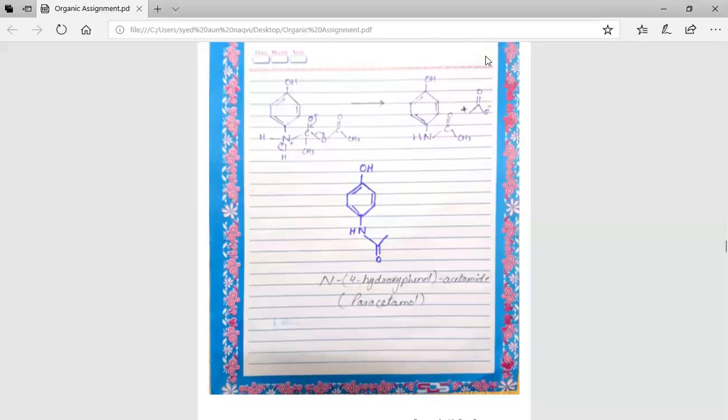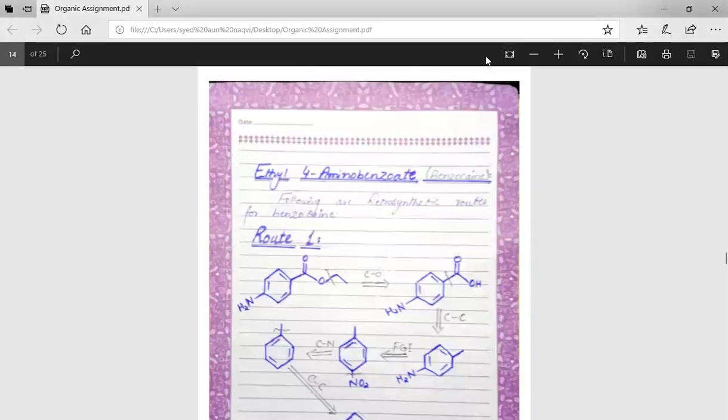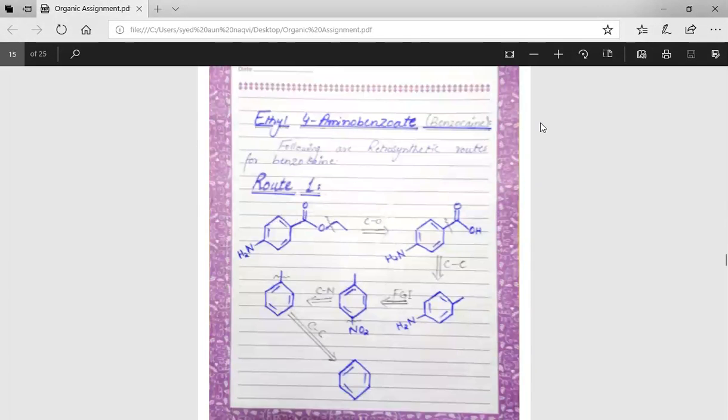And now moving towards our next analysis, that is ethyl 4-aminobenzoate or benzocaine.